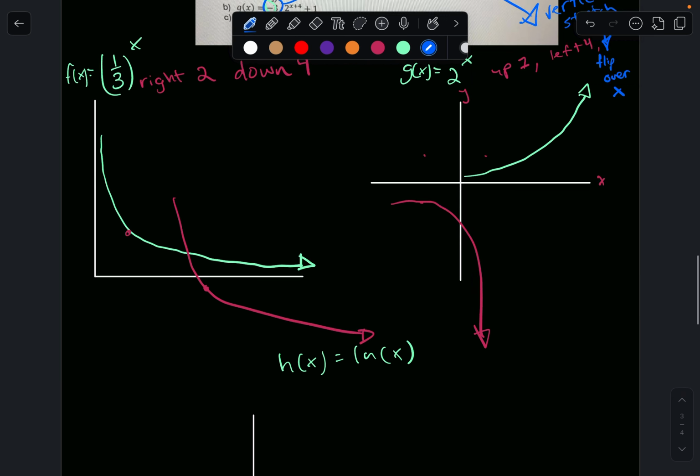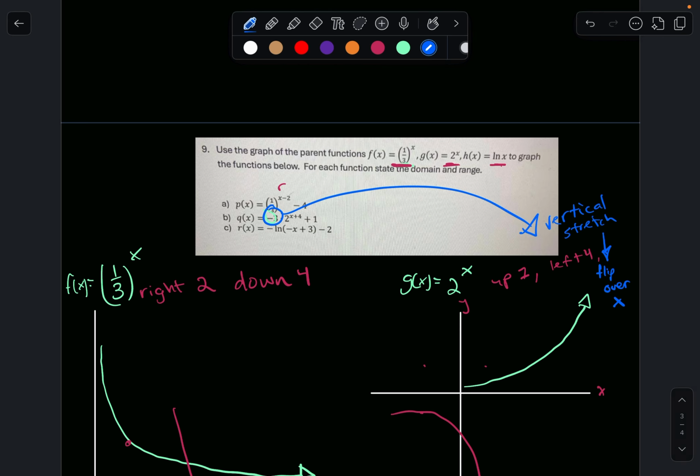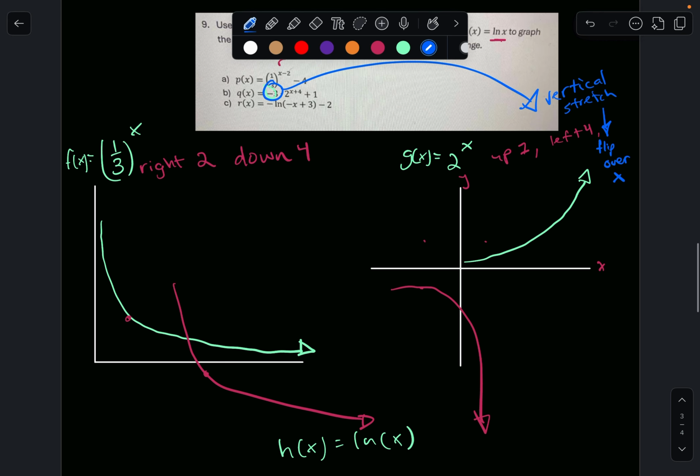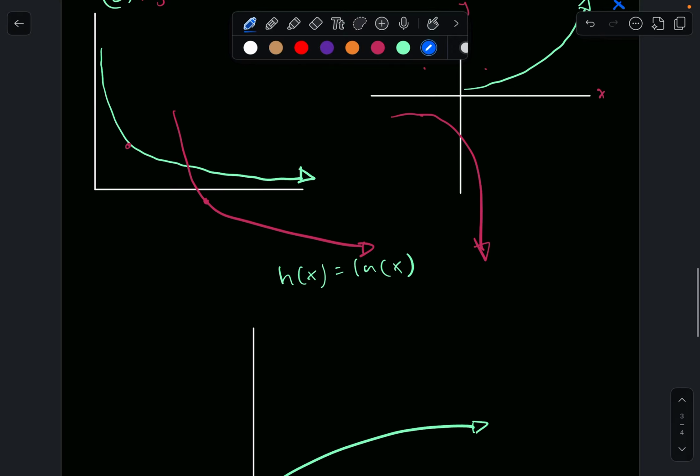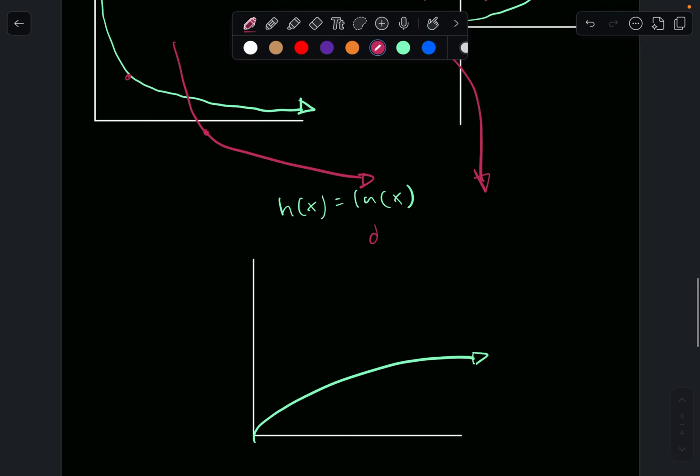Then this last one, ln of x. What are we doing here? Negative, negative, minus. We're for sure down 2, right? See that clearly, right? Get that -2. Let me make sure I'm doing this right. For sure shift down 2. So down 2.